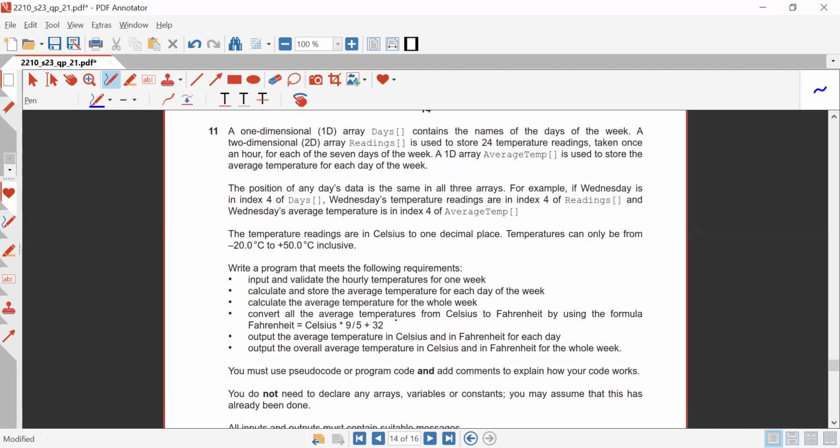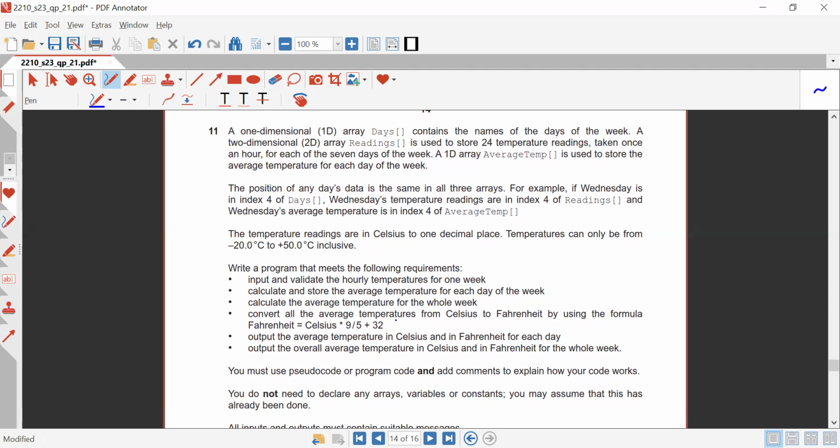A 1D array, average temperature, is used to store the average temperature of each day of the week. The position of any day's data is the same in all three arrays. For example, if it's Wednesday at index 4, they are starting from Sunday only. In that case, Wednesday will be at index 4.